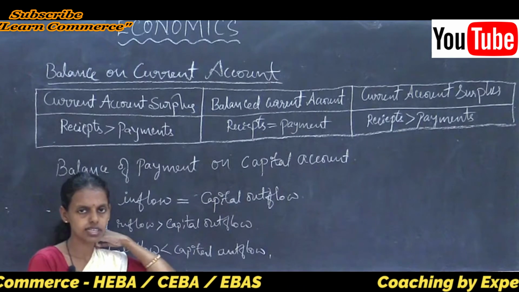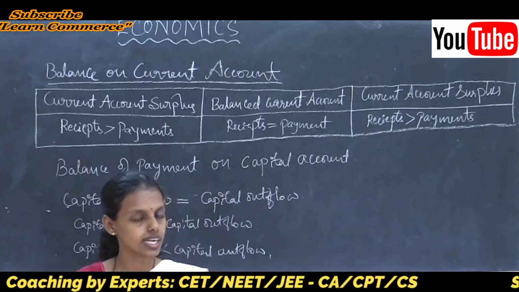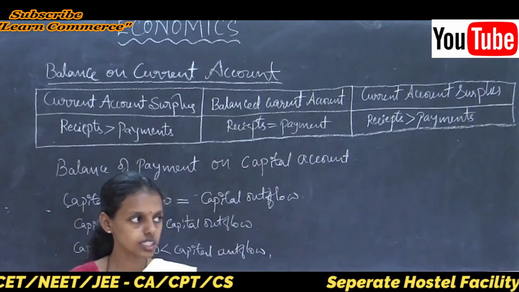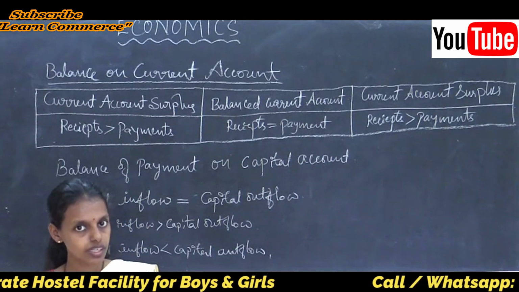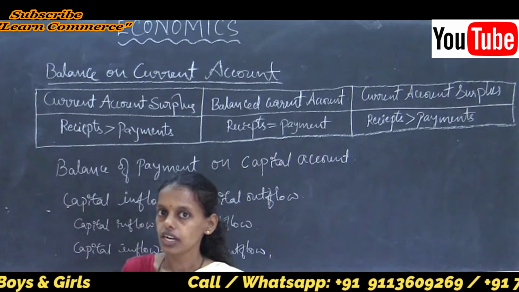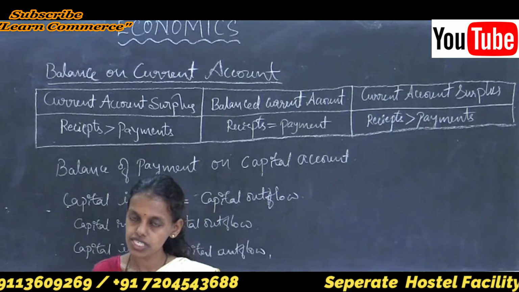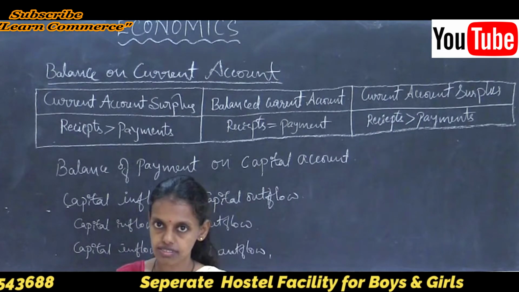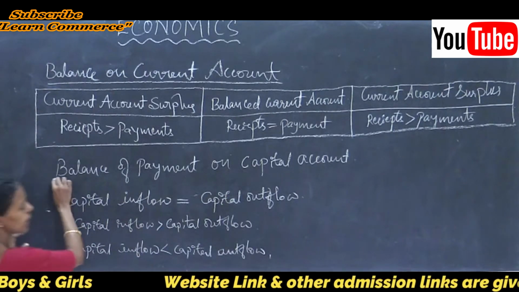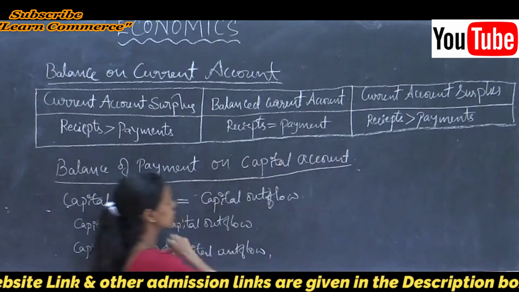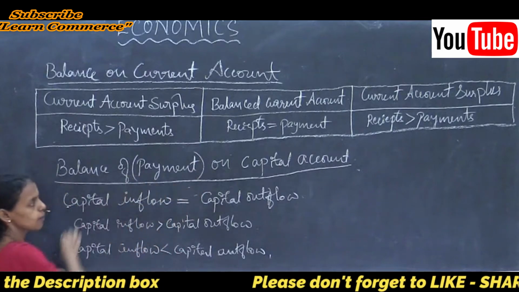What does the capital account include? Capital account also includes three main components and some other components. The three main components of capital account, remember the formula, are relating to investment, then IBA, external borrowings and external assistance. So let us discuss the balance on current account and balance on capital account.